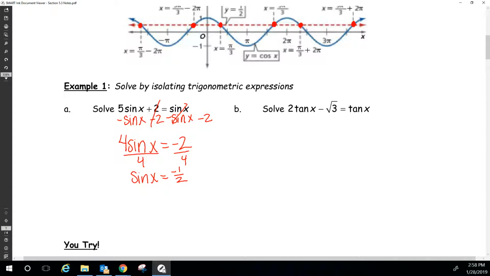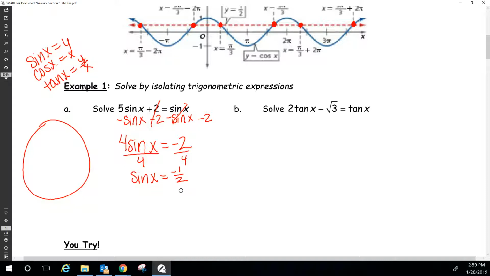Then I'm going to ask myself, back on my unit circle, where is sine? Remember, sine is y, cosine is x, tangent is y over x. So where on my unit circle is my y value equal to -1/2? That's going to be at two places. One of them is over here, and one's over here. Pretend like this is a nice even graph.